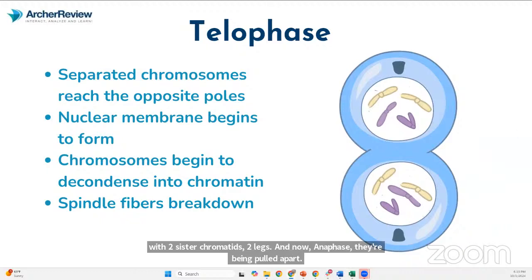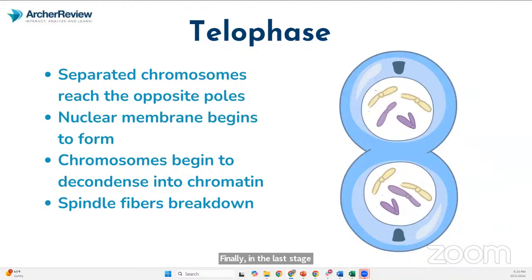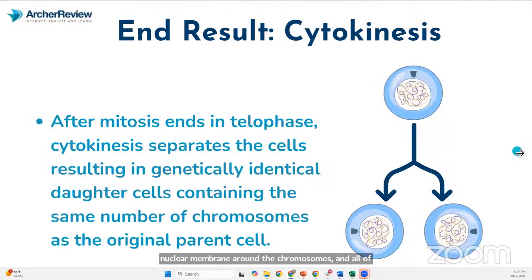Finally, in the last stage of mitosis, we have telophase. Telophase is where we have almost 2 new cells. They're not fully separated yet, but we have almost 2 new cells. The chromosomes are going to start to relax back into chromatin. We're going to get our nuclear membrane around the chromosomes, and all of that is preparing it to be two separate cells. That's really where mitosis ends.